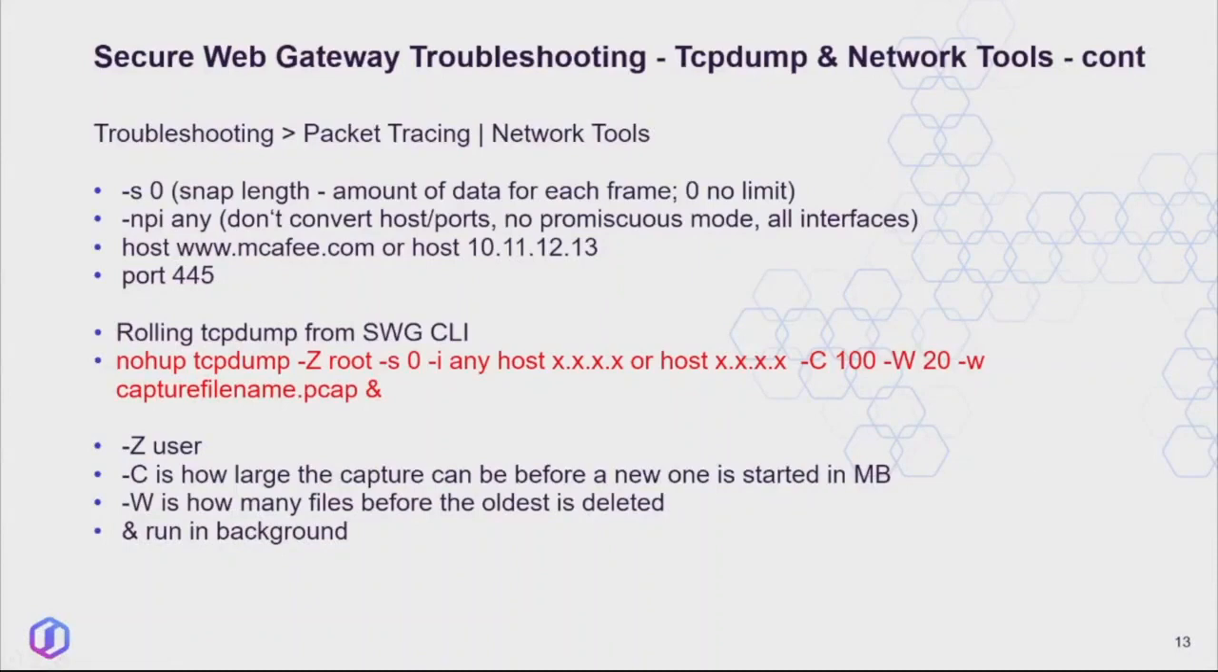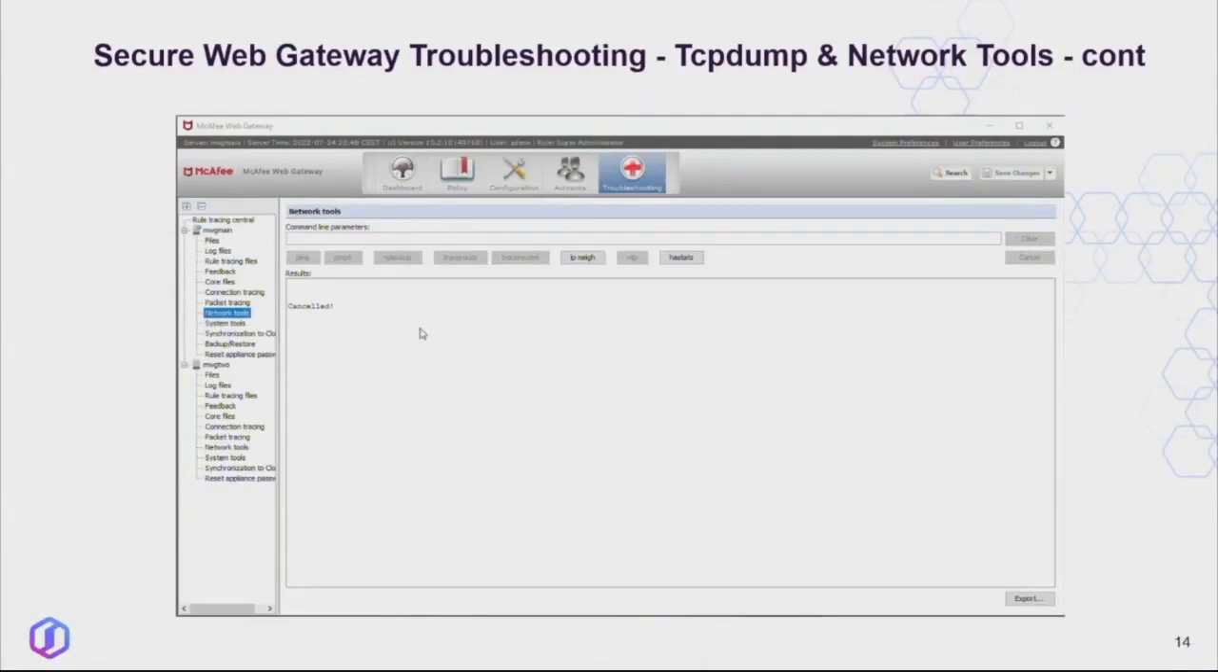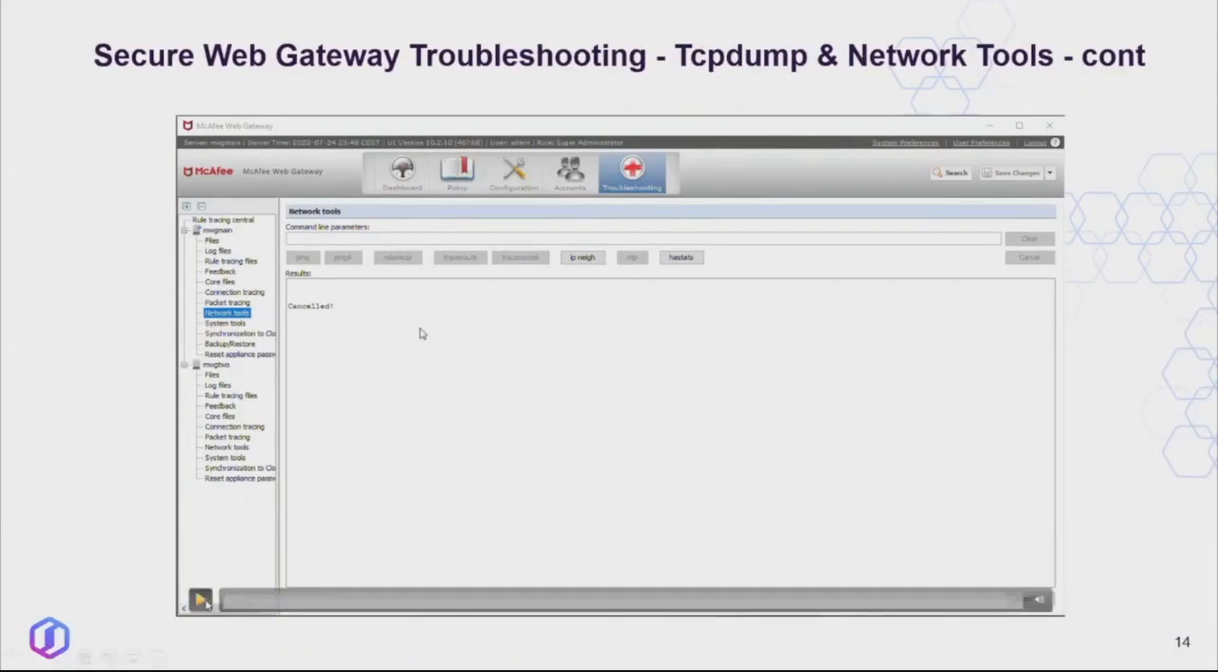So we'll have a quick look at different TCP dump command line parameters that we can use in the next slide. So this is the quick demo, just showing a very basic quick look at TCP dump and the network tools in the user interface. And we move on to the CLI a little bit in case you want to do a TCP dump from there.